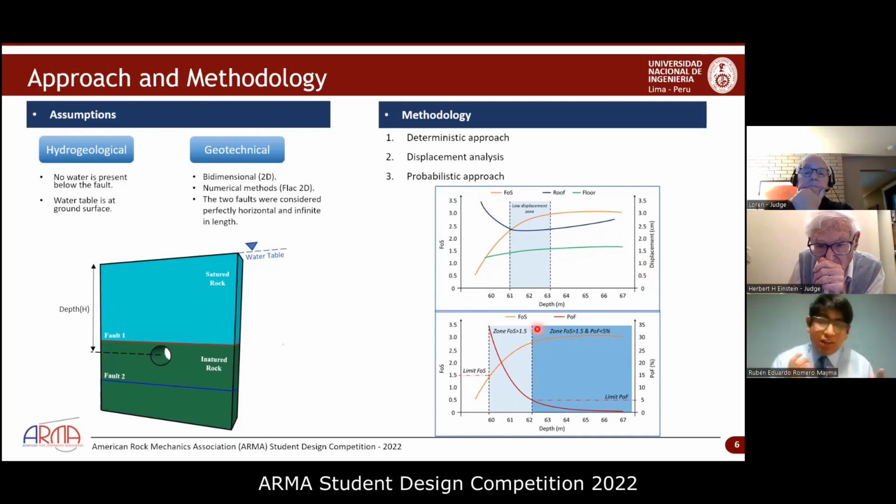So the zone in which the roof displacement tends to be minimum and the factor of safety is greater than 1.5 is the possible answer. In this case, it is this zone marked. And third, a probabilistic approach was conducted. Its variation is shown as a red curve. And in this case, the left zone is discarded because it only accomplishes the deterministic acceptance criteria. Then the right zone is the best because it accomplishes both the deterministic and probabilistic analysis.